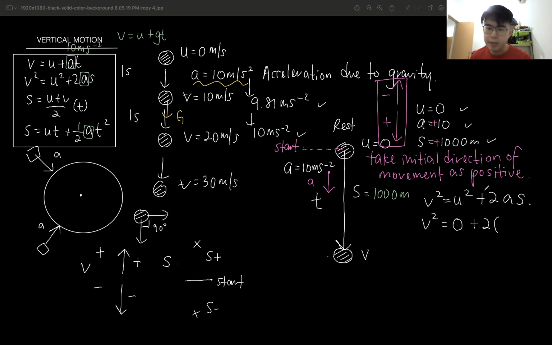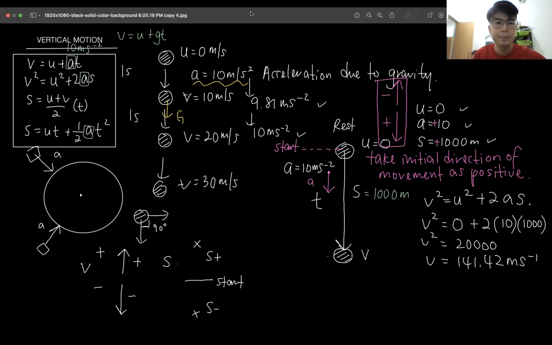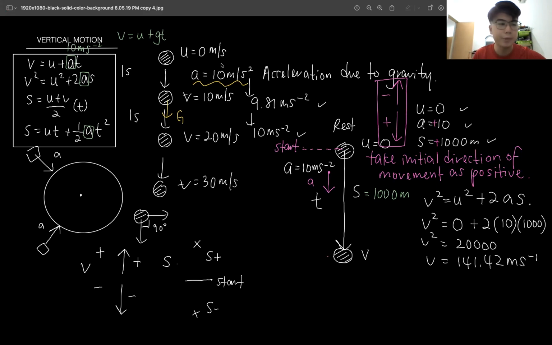Is this a positive or negative? It's a positive value, so 10. S is 1,000 here. So 20,000 meters squared. We have a square here, then we take the square root, which equals 141.42 meters per second.